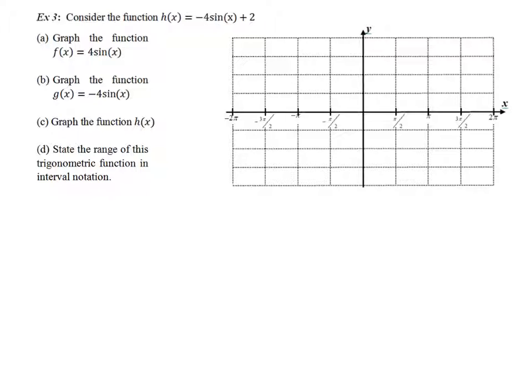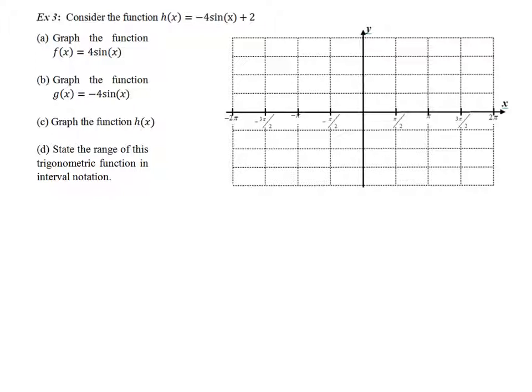Now in example number 3, we're going to consider the function h of x is equal to -4 sine of x plus 2. For this one, my parent function actually is sine of x, but I'm going to jump to the second step and say let's do the function f of x equals 4 sine of x. I think we're to the point where we can graph 4 sine of x without having the graph of sine of x in front of us.